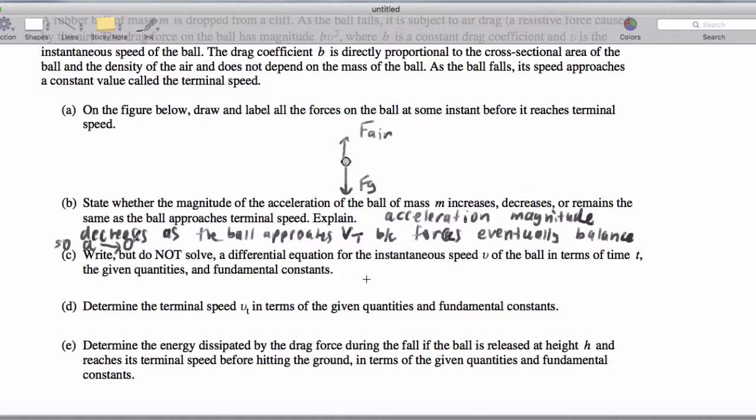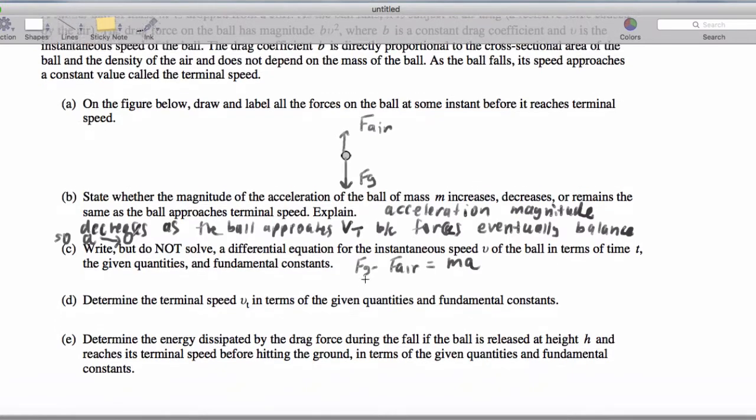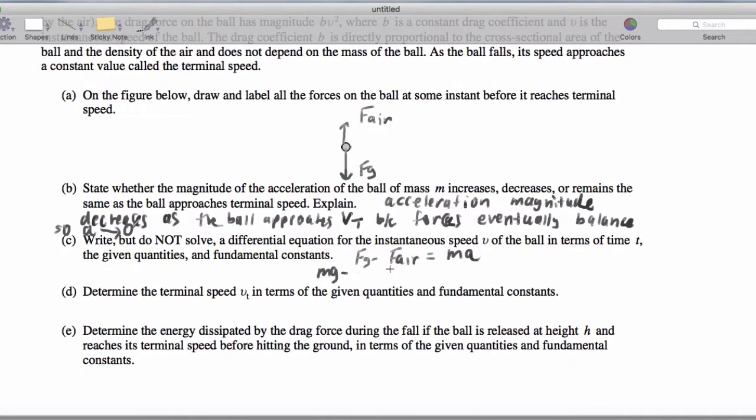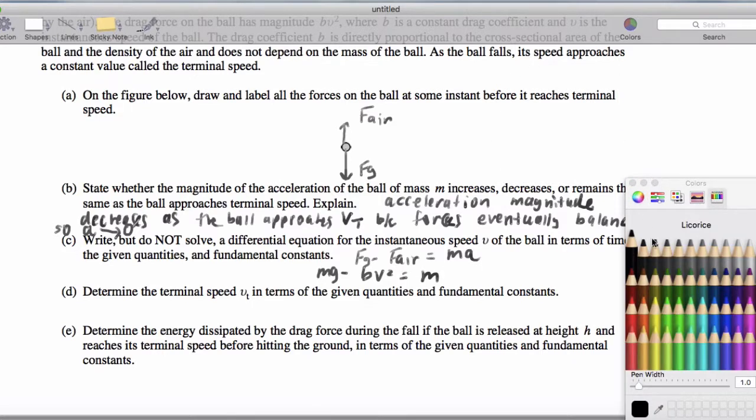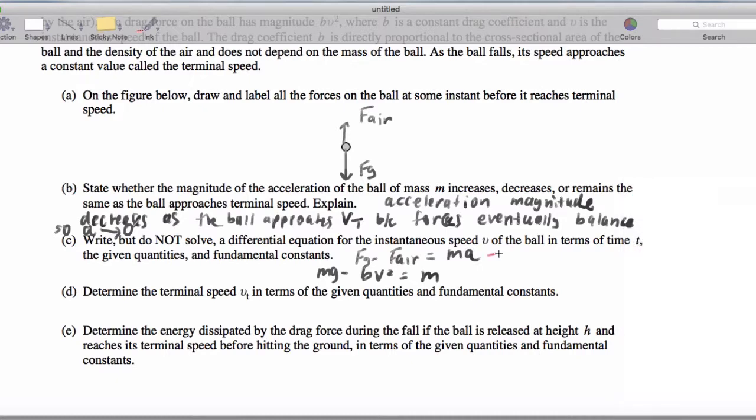Now, they say set up but do not solve. That means Fg minus F air equals ma. And what we're going to do here is we're going to say mg minus the bv squared that's given is m. And now we're going to swap this out with the calculus notation we talked about before, which is dv/dt. For our purposes right now, this little dv/dt is called a derivative.